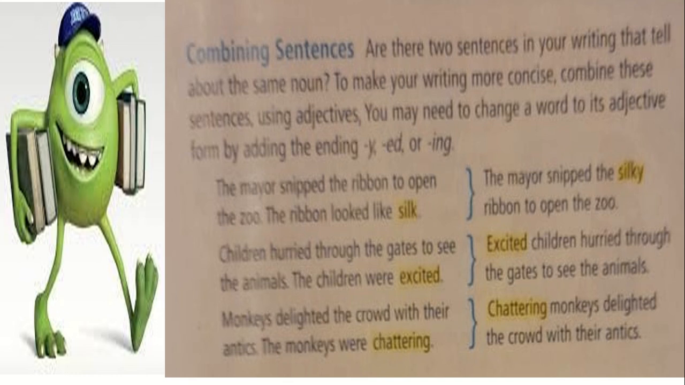Let's go with the last example. Monkeys delight the crowd with their antics. The monkeys were chattering. Again, the word chattering that ends in ing is after the linking verb, and chattering is describing monkeys. So we will take the word chattering to the first sentence and describe monkeys. Chattering monkeys delight the crowd with their antics.